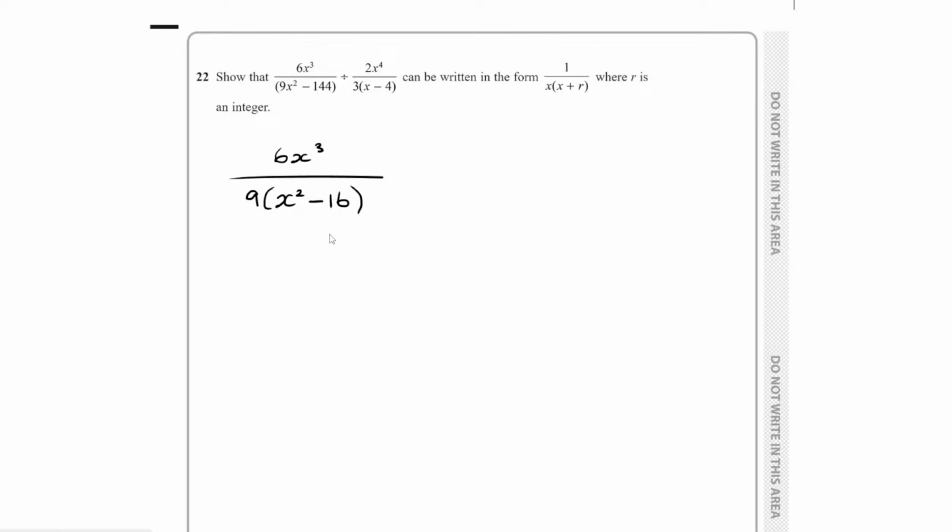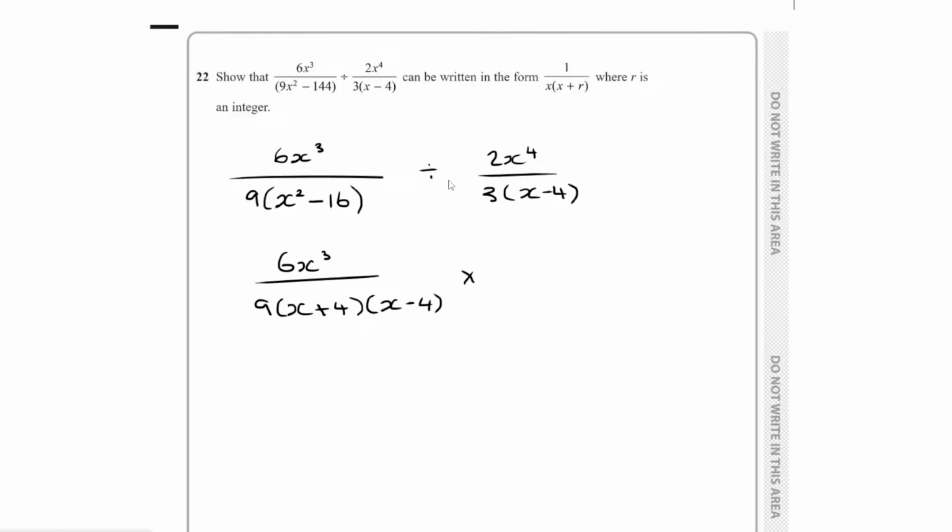And then that can factorize into a difference of 2 squares: x plus 4, x minus 4. I guess the clue is the fact that they have this other bracket here, so you can see that's one of them. Divided by, now that one, there's nothing you can really do with it, so I'll not expand it, just leave it as it is. I'd then do keep flip change whilst we're here. You can probably do it all in one step if you wanted.